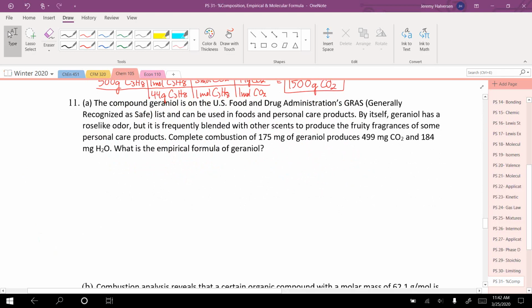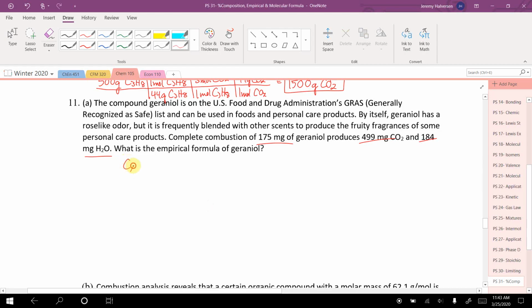The compound geraniol is on the U.S. Food and Drug Administration's generally recognized as safe list and can be used in foods and personal care products. By itself, geraniol has a rose-like odor, but it is frequently blended with other scents to produce a fruity fragrance. Complete combustion of 175 milligrams of geraniol produces that much CO2 and this much water. What's the empirical formula?